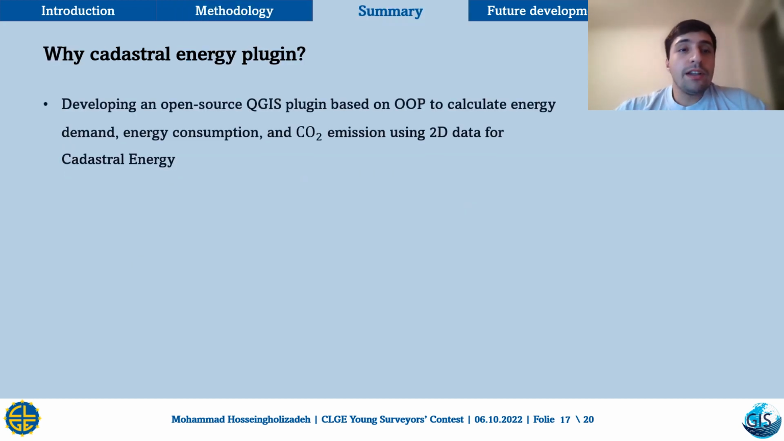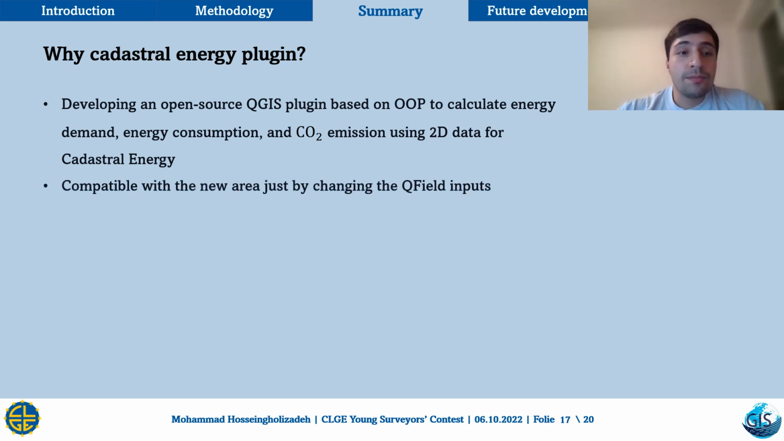And then finally, why we should use this Cadastral Energy plugin. Well, it is an open source tool. It is based on object-oriented programming, and you can, as you see, calculate the energy demand, energy consumption, and CO2 emissions with 2D data. It is really great, and it is really good for the first estimations. And you can use the Q field. You can capture different information attached to your geospatial data and enrich them.